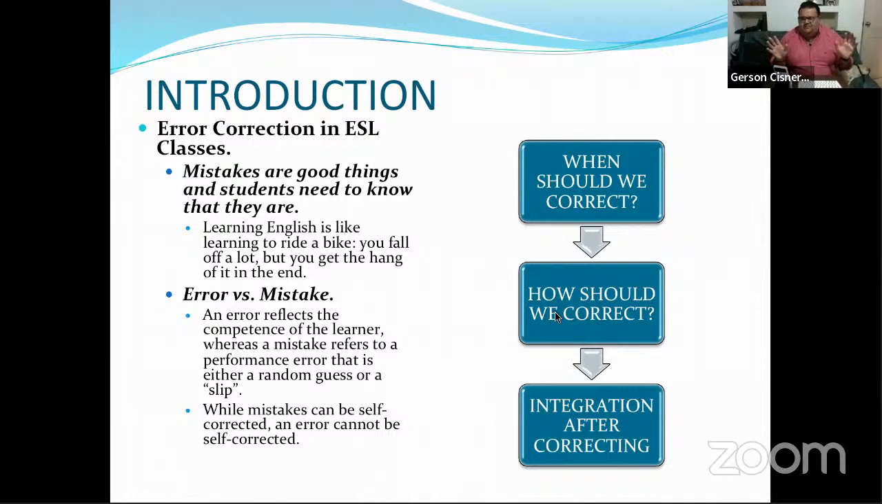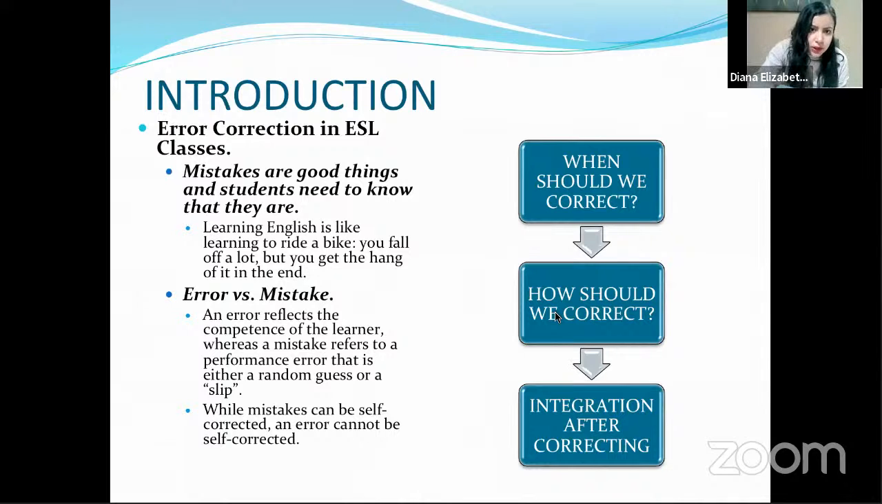So far, so good? Okay, now we are going to make a difference in English. In Spanish, there's the same word, but in English, error versus mistake. You see that subtitle? Error versus mistake. Can you read it, Diana, the first point? Yes. Error correction in ESL classes. Mistakes are good things, and students need to know that they are. Learning English is like learning to ride a bike. You fall off a lot, but you get the hang of it in the end.